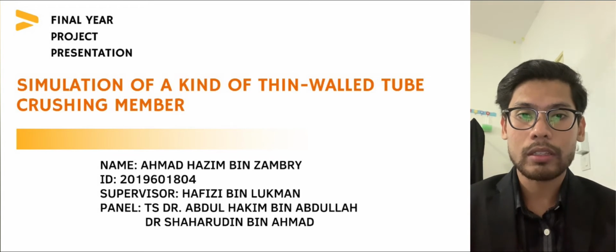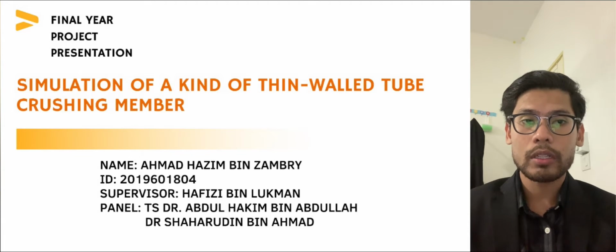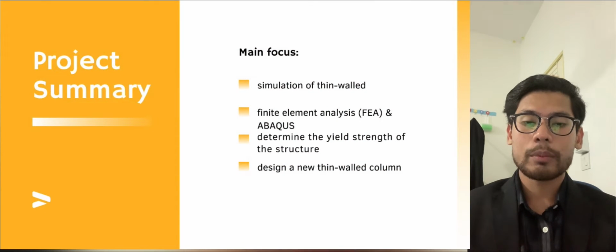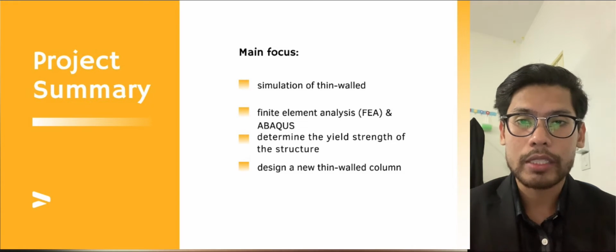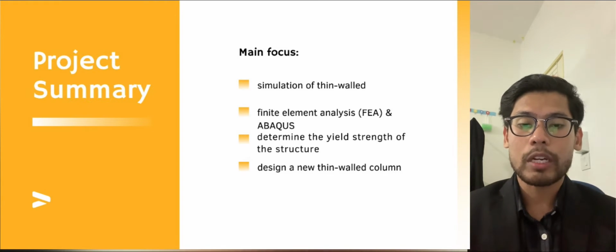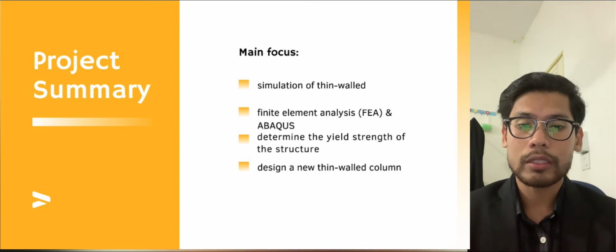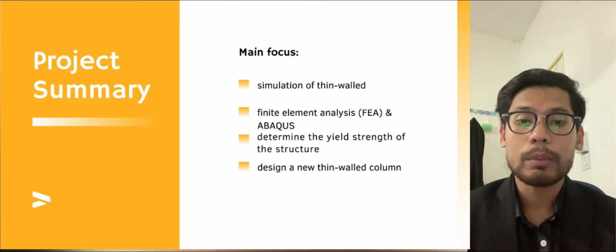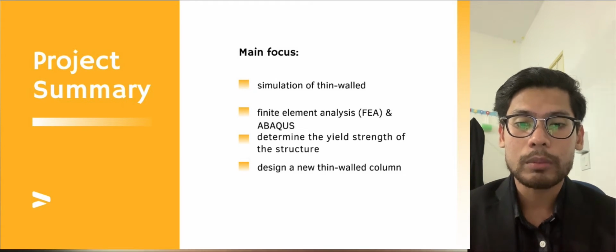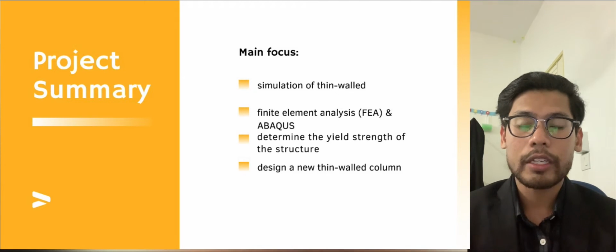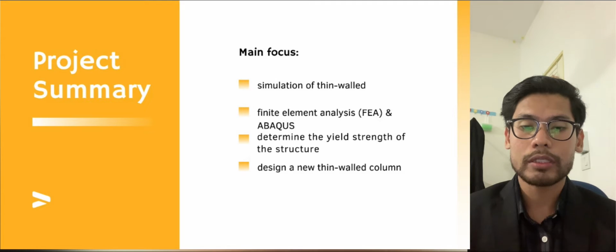The project title is Simulation of a Kind of a Thin Wall Tube Crushing Member. First is the project summary. This proposal focuses on the simulation of a thin wall tube when it is crushed. The thin wall column, made from aluminium, undergoes the buckling collapse test to test the yield strength of the structure. The purpose of this experiment is to determine the design of a thin wall column with better energy absorption, and the experiment and simulation results are compared using finite element analysis (FEA) and Abaqus.